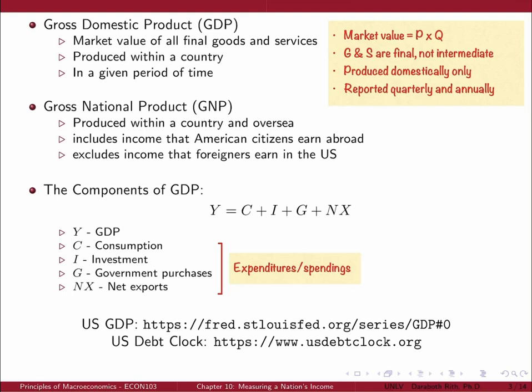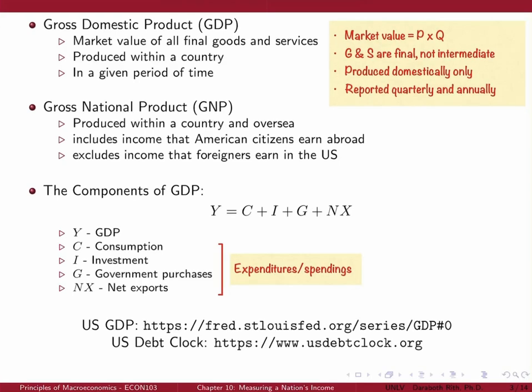Now we will explore how to measure GDP using the expenditure method. The expenditure method is a common approach to calculating GDP, and it is based on the idea that GDP is the total expenditure on an economy's output of goods and services.